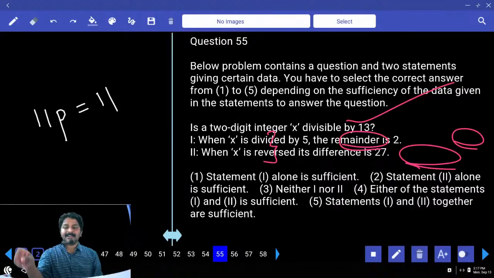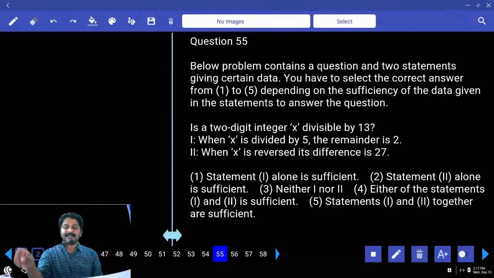Is a two-digit integer x divisible by 13? So your answer must be either yes or no, that's all. Come on. You must say yes or you must say no. When x is divided by 5, the remainder is 7. Using this information, can you form a unique equation?